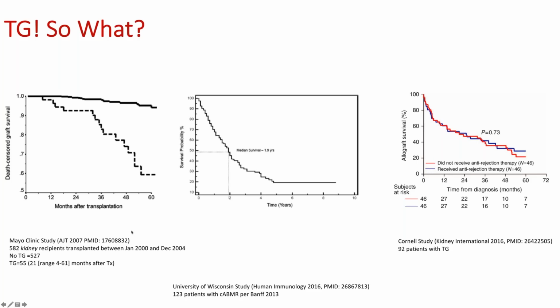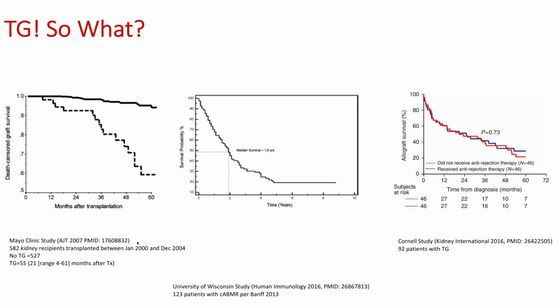Okay, so we have a definition of TG. We know that TG is not only a light microscopic finding; even at an early phase, an electron microscopic finding will give us a clue as to what's going to happen in the future. So we have made a diagnosis of TG. Now the question becomes, so what? Is TG bad? Of course, TG is bad.